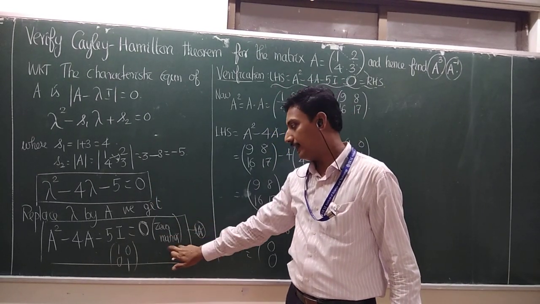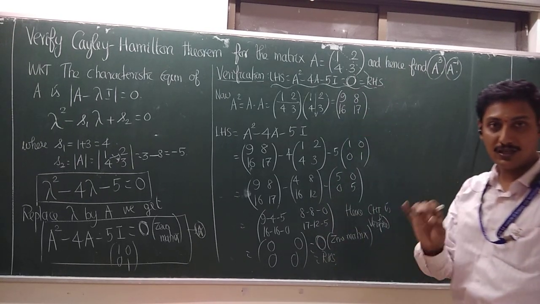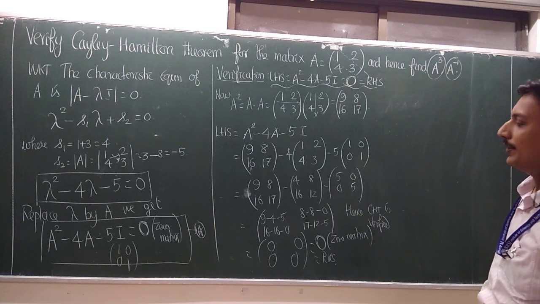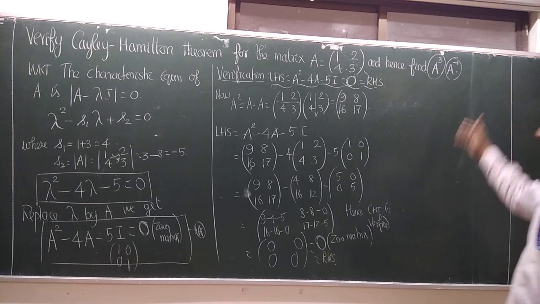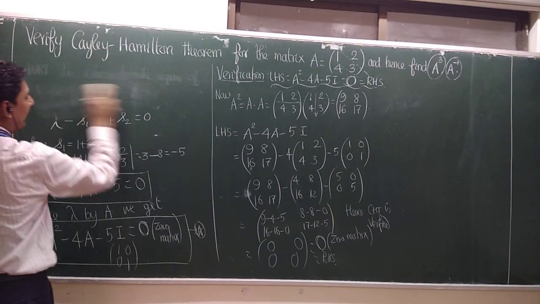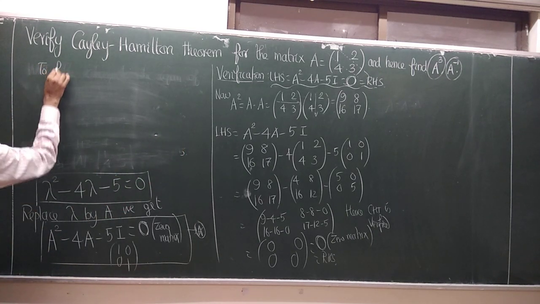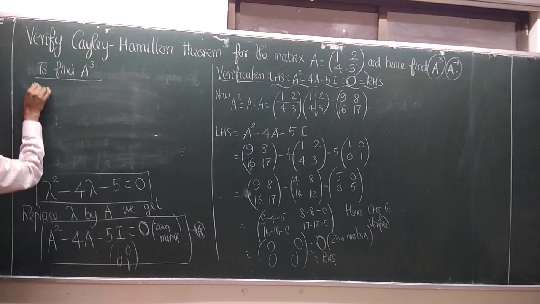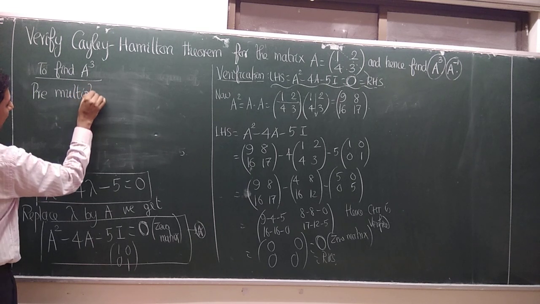That means that A squared minus 4A minus 5I equals 0. So this is the given star equation. Can we use the star equation to get A cube as well as A power minus 1? How? Let us see that. First, how do we get A power 3 from the star equation?